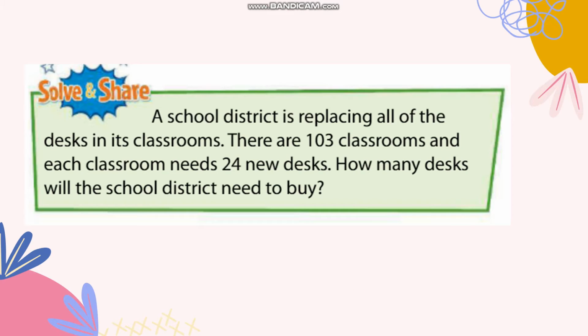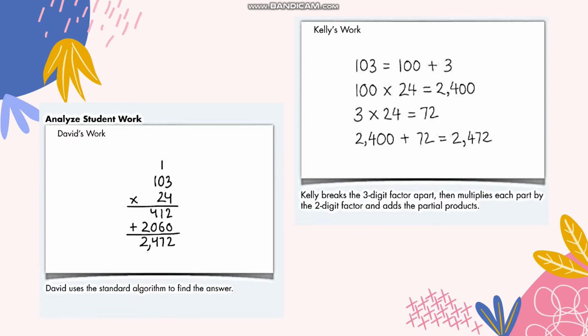Let's analyze this problem. A school district is replacing all of the desks in its classrooms. There are 103 classrooms and each classroom needs 24 new desks. So how many desks will the school district need to buy? What we are going to do is simply multiply 103 multiplied by 24. Look at David's work. David used the standard algorithm to find the answer.